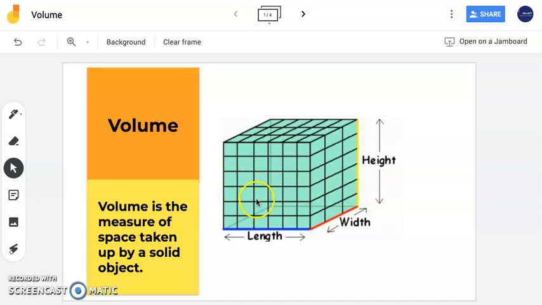And if you are given many cubes that create that rectangular prism, you can actually count how many cubes are inside this rectangular prism and how many cubes are used to create the rectangular prism. Whatever the number is, if you were to count all those cubes, that would be the volume. Because again, volume is the measure of space taken up by a solid object. So if you were to count how many cubes you had that created that rectangular prism, that would be your volume.